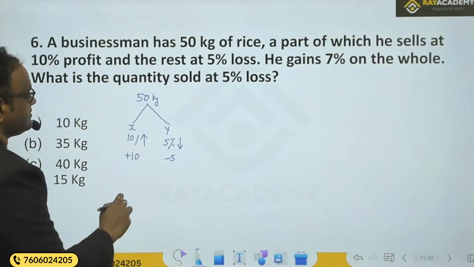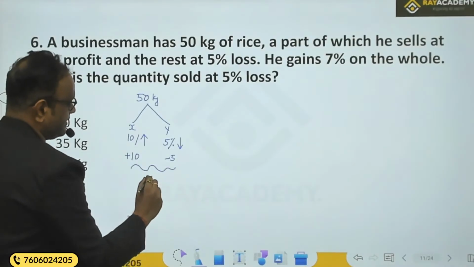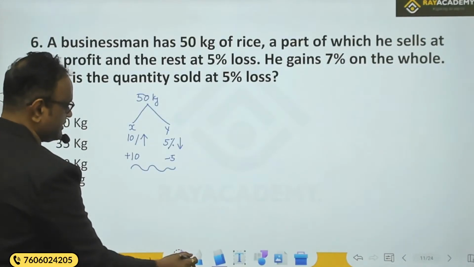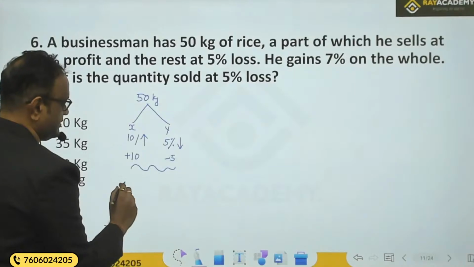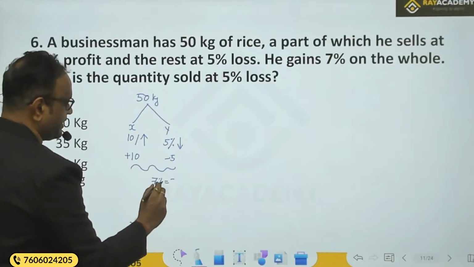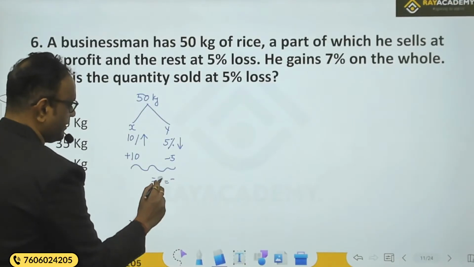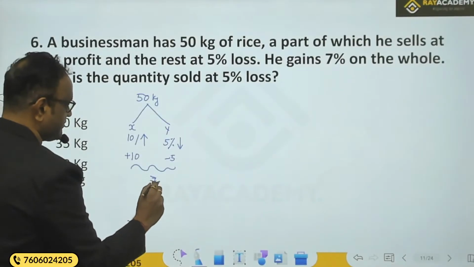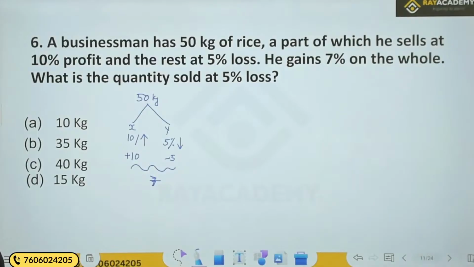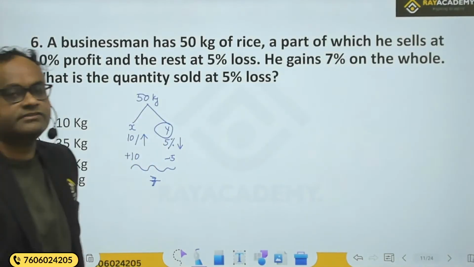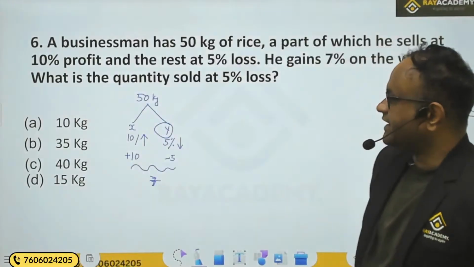He gains 7% on the whole. On the whole thing, he gains 7%. Because we have taken all the values in absolute numbers like 10, minus 5 and 7, 7% is profit. Now they are asking what is the quantity sold at 5% loss. So they are asking about this quantity. Y is how much? Hope you are getting this question.